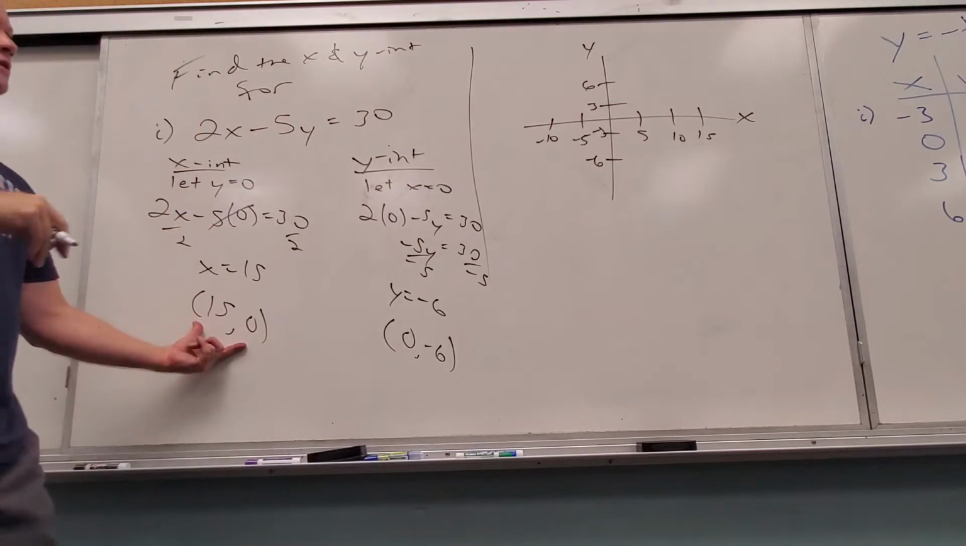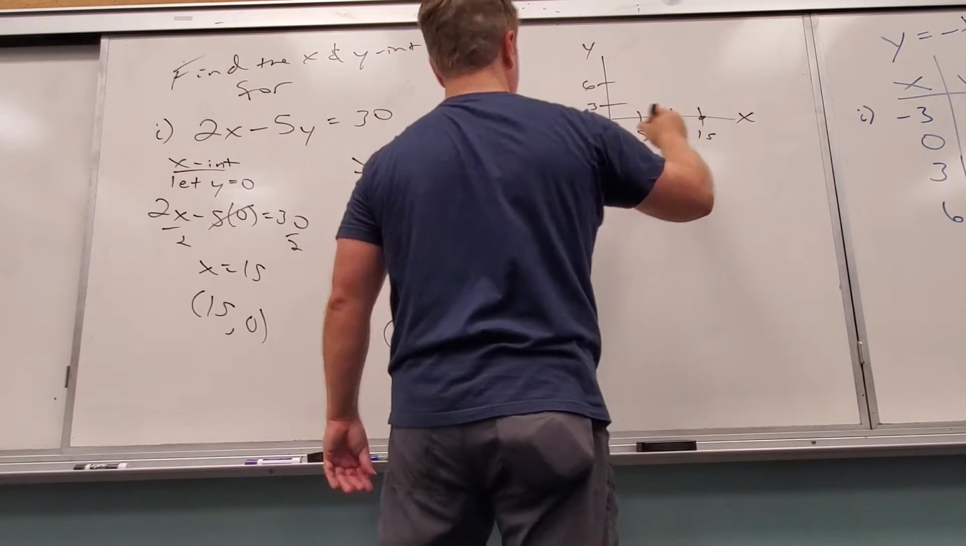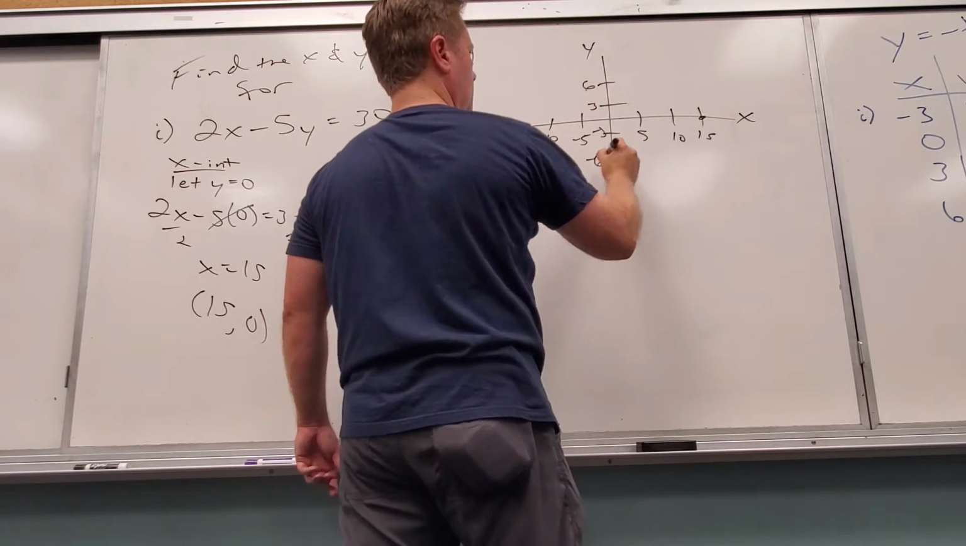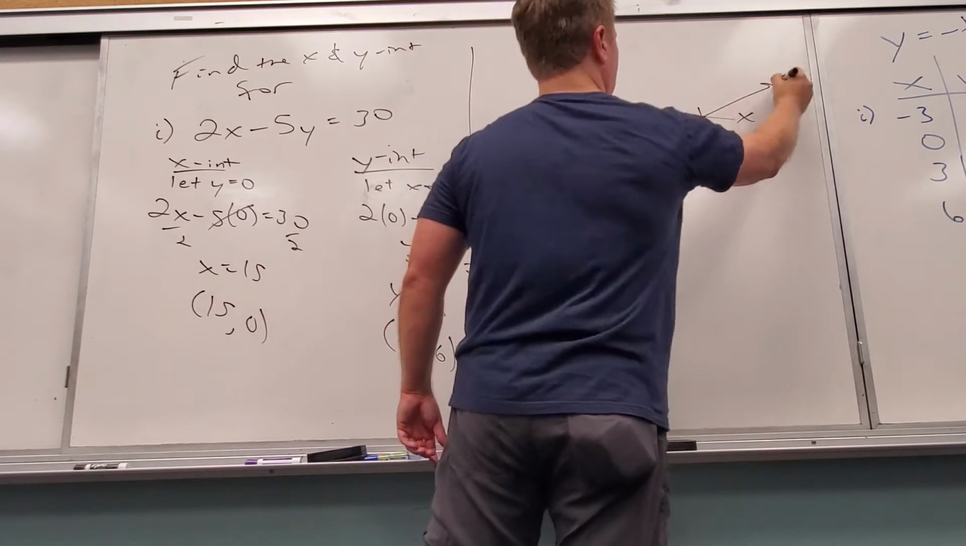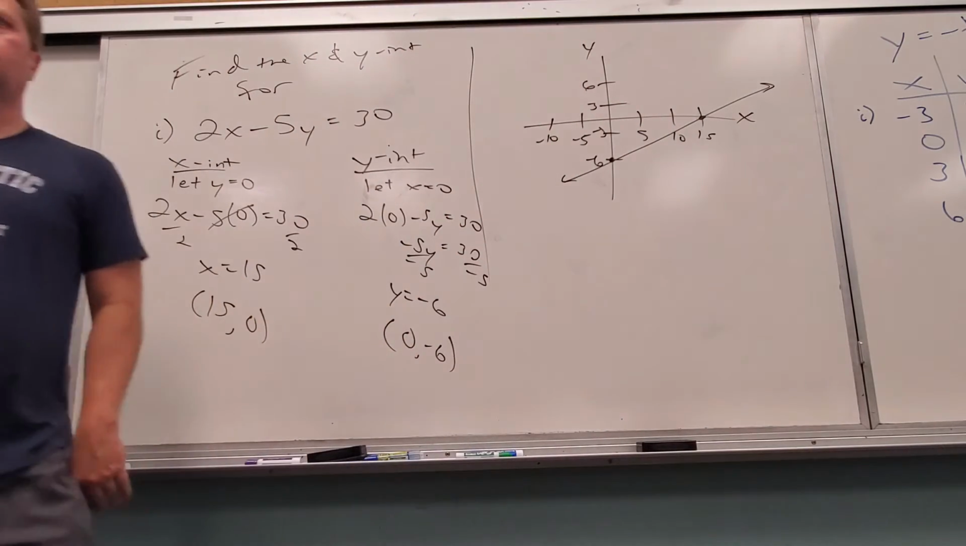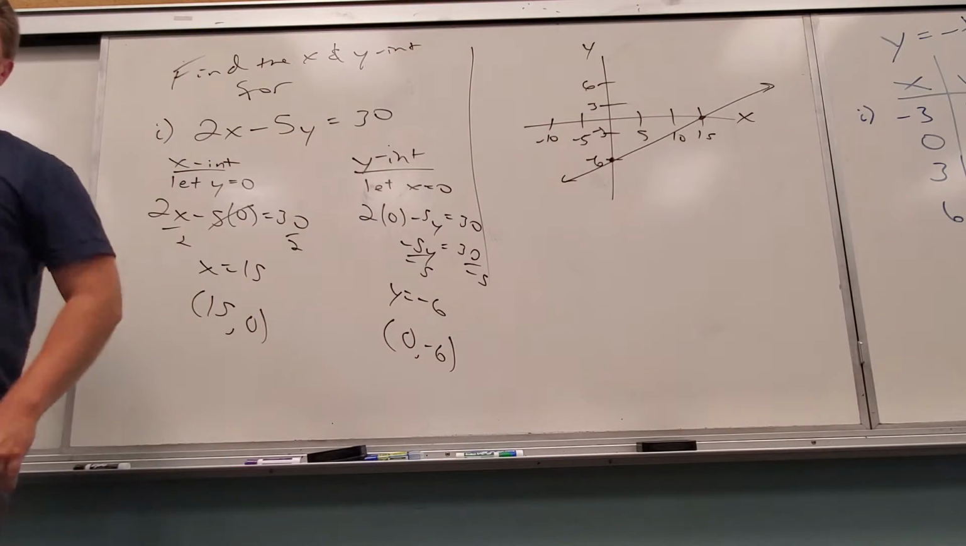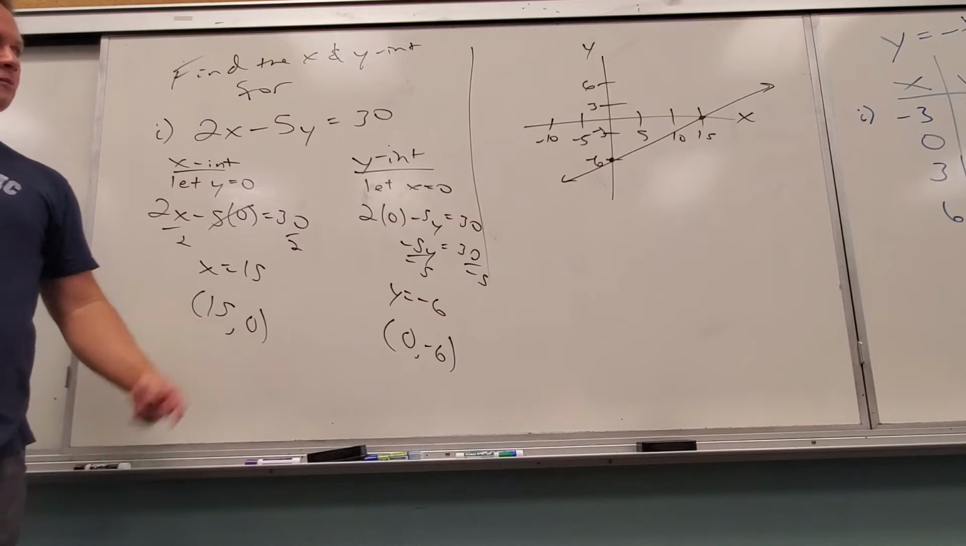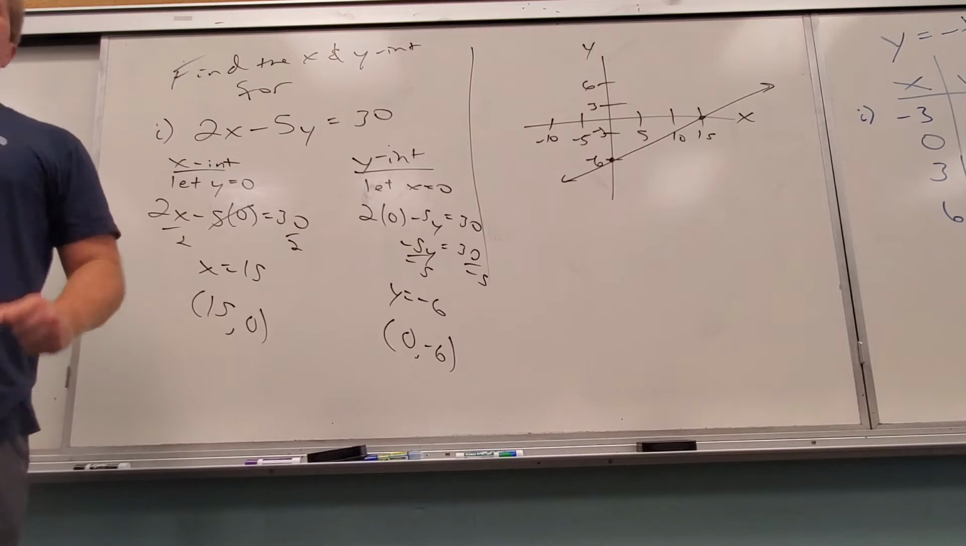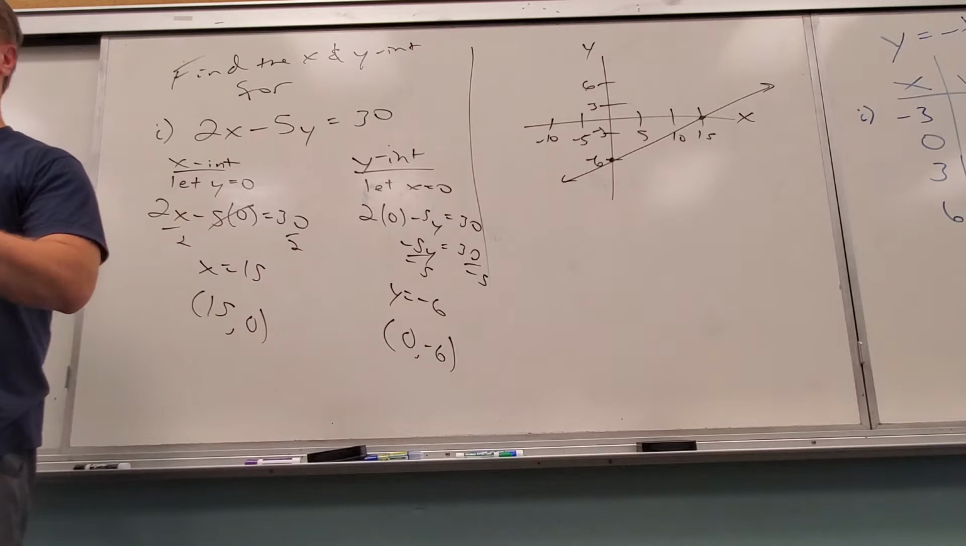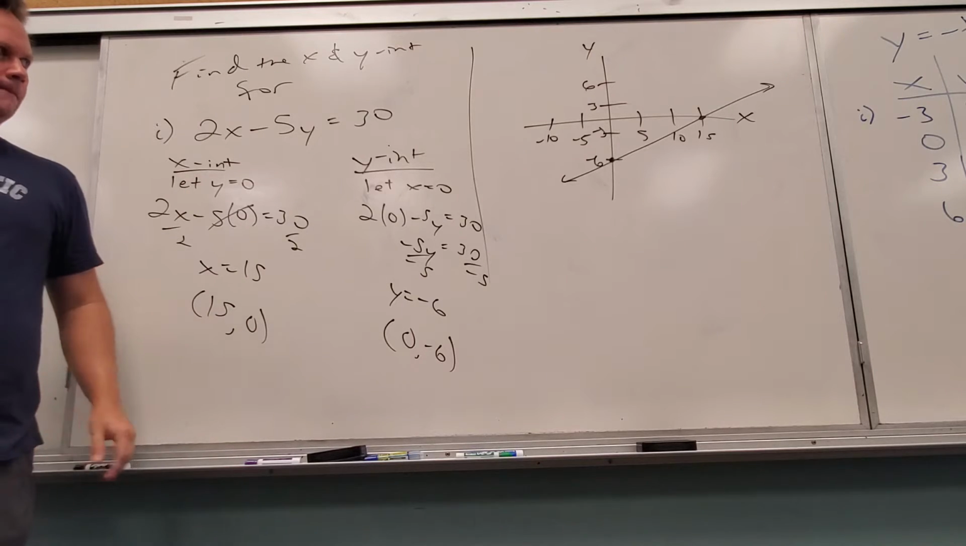So now I can do 15, 0, plop, and 0, negative 6, plop. Oh my god, holy shit. Am I filming that? Is it working? It's a big day for me, I made a straight line, yeah. Alright, sorry. Celebrate this moment.